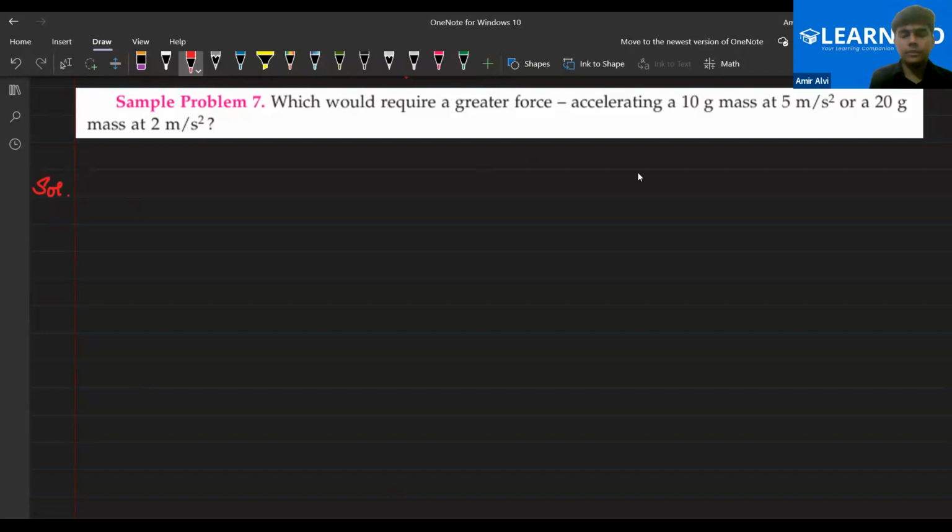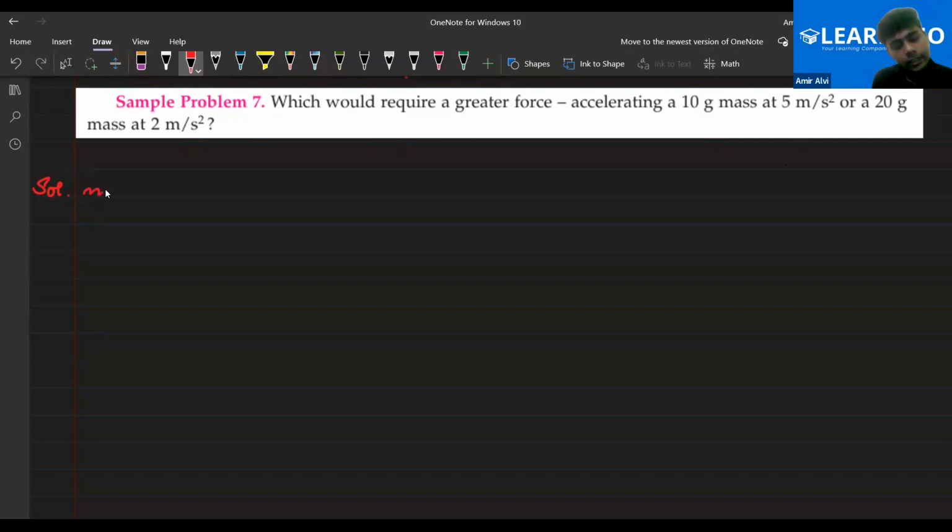Okay, no problem, let's see. This is a question that will take only 30 seconds and you are taking almost 3 minutes. Look, which would require a greater force: accelerating a 10 gram mass at 5 meter per second square, or a 20 gram mass at 2 meter per second square? Now let's consider this. Let's calculate the force in each case.